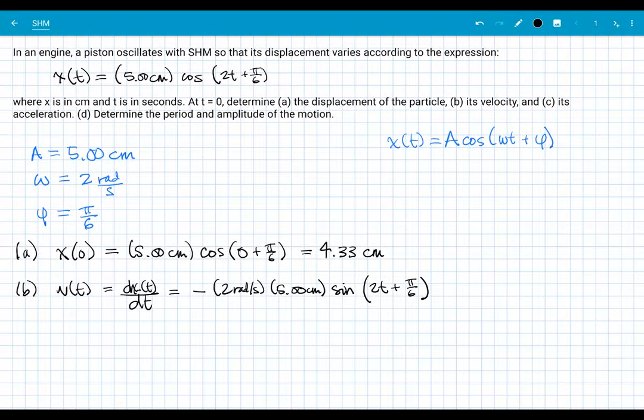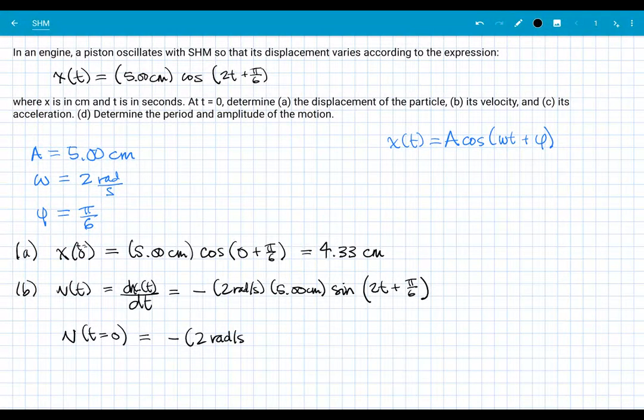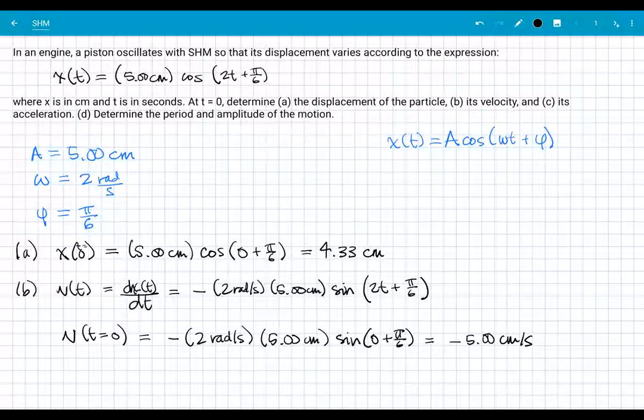Great. Now this particular problem is asking me to find the velocity at t equals 0. So now I can do that. I'll write it like this to make it a little more clear. At t equals 0, it's going to be equal to, I still have my 2 radians per second, 5 centimeters times sine of (0 plus pi over 6). When I sub that all in, I get negative 5 centimeters per second.